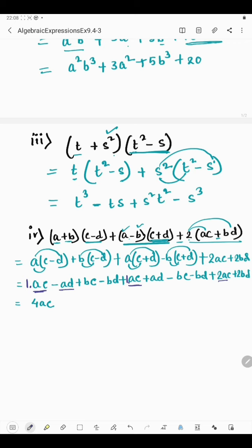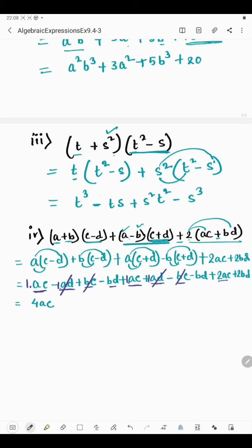Now next we have AD. Now where is AD? Here is AD. Okay. Now with this AD, 1 is there, and with this AD, 1 is there. So this is minus sign and this is having plus sign. So if there is opposite sign, we do subtraction. So 1 minus 1 is 0. So plus AD and minus AD will be cancelled. Okay. Now we have plus BC, and here is minus BC. Again this will be cancelled.